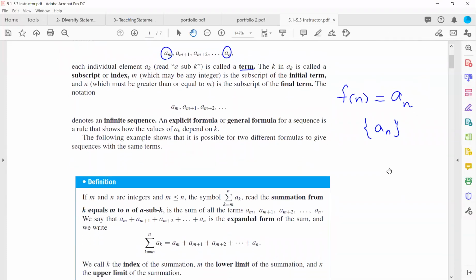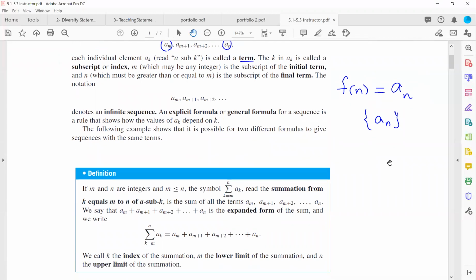We're interested in adding the terms of a sequence and forming something new. We call it a series. The summation of the terms of a sequence is called a series.